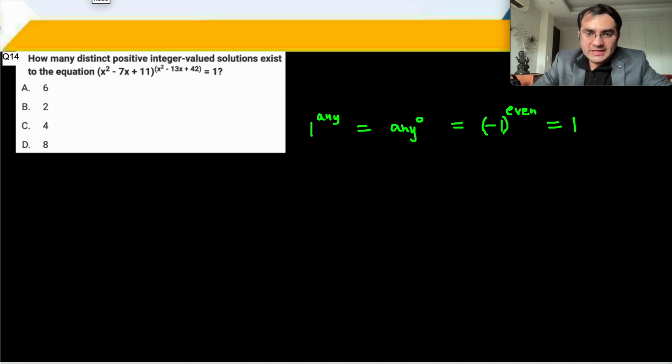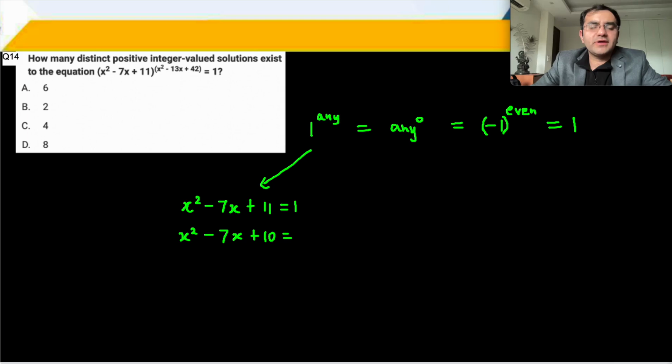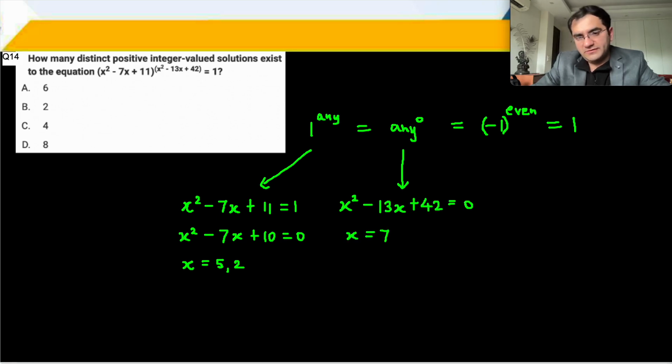So let's look at one case at a time. In the first one, the base is 1. So base x square minus 7x plus 11 is 1. Solve the quadratic. And we are looking for distinct positive integer solutions. So the value of x will be 5 and 2. In the second case, the power is 0. So I set the power x square minus 13x plus 42 to 0. Roots are obviously 6 and 7. And 6 and 7 are also distinct positive integers.